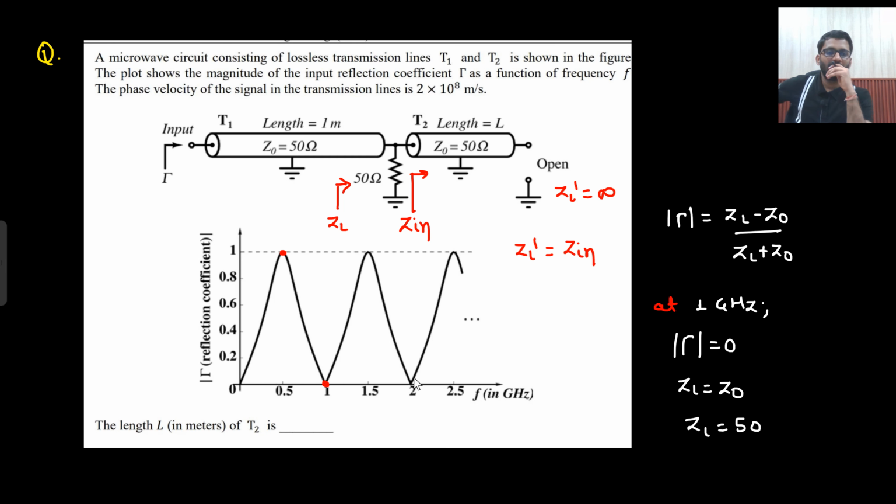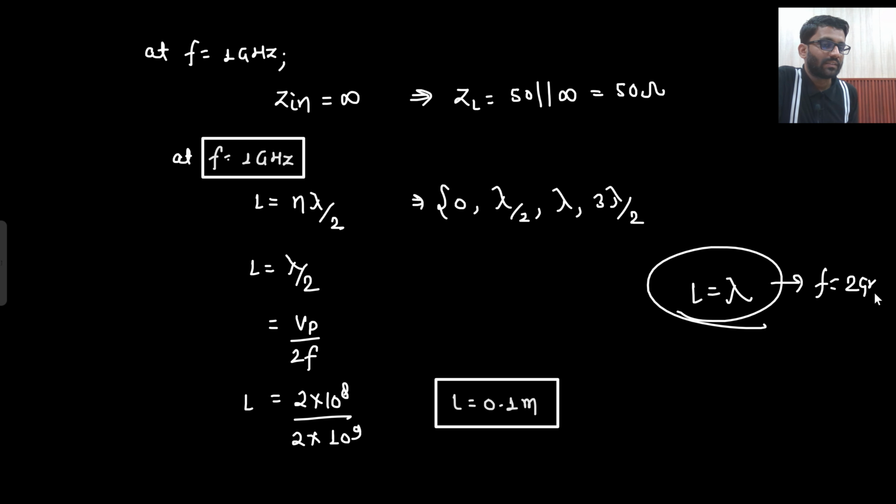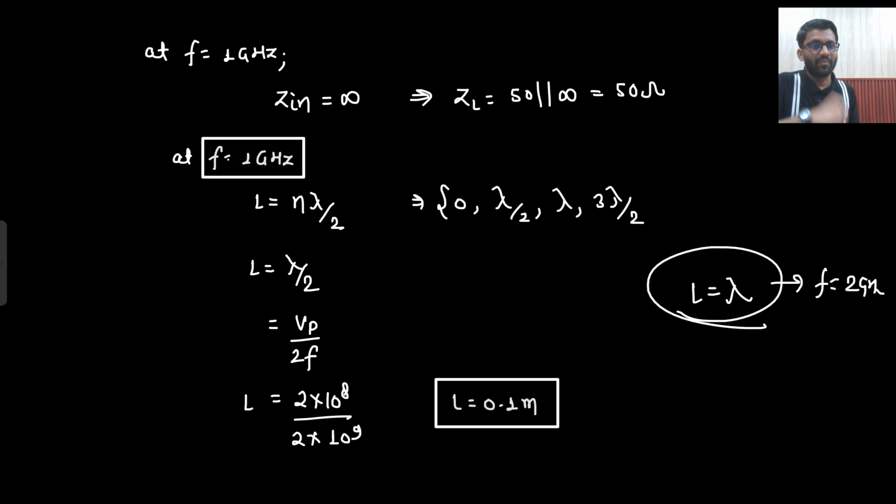Why 2 gigahertz frequency? My length will be equal to lambda with respect to 2 gigahertz, because at 2 gigahertz, again your gamma L is becoming 0. That means again your ZL is equal to Z naught. That means again this length has to be a multiple of lambda by 2, so the length has to be lambda this time. Next time you can pick length equal to 3 lambda by 2. So if you put length equal to lambda, but with frequency 2 gigahertz, again you will get the same answer. So this question was very intelligently framed.